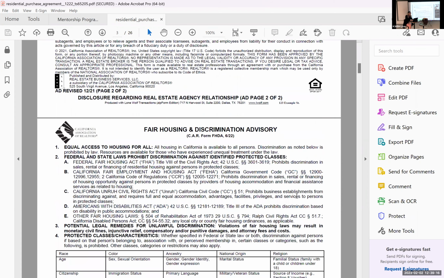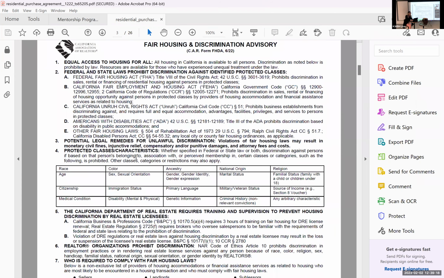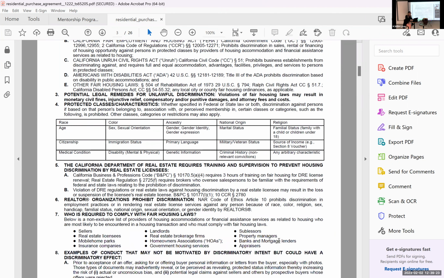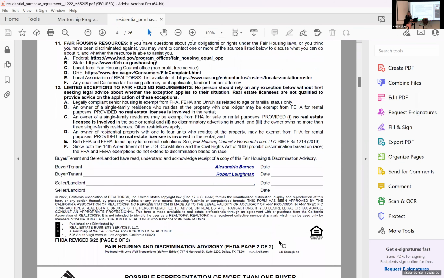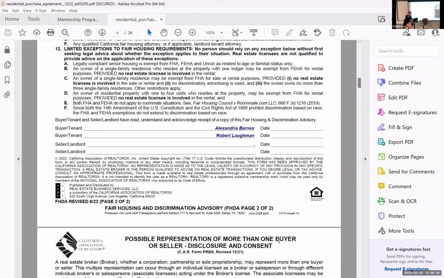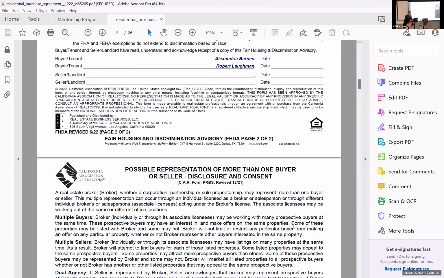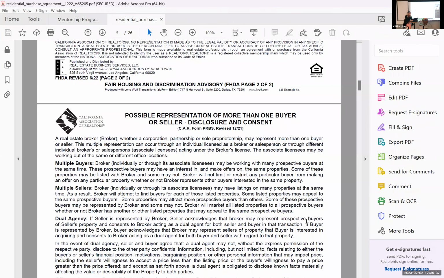Second document is the fair housing and discrimination advisory, just advising what federal fair housing laws are and what the protected classes are. You should read all of these and understand them, though I'm not going to go into them today. Possible representation of more than one buyer or seller, disclosure and consent. We've already discussed dual representation and the possibility of that taking place.